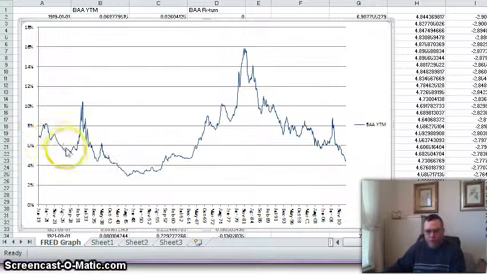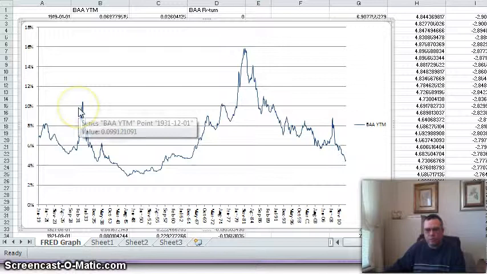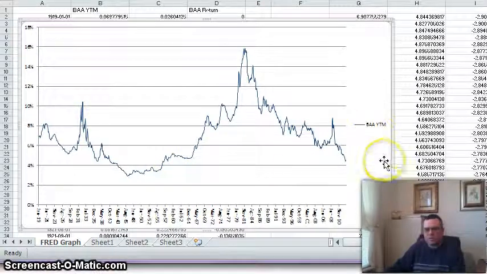This is the interest rate that was prevailing on investment grade bonds. So this is BAA bonds, the lowest rating you can be and still be in investment grade, which means certain companies like insurance companies are allowed to own only investment grade bonds. So you can see that the interest rate has gone down and gone up and gone down and gone up.